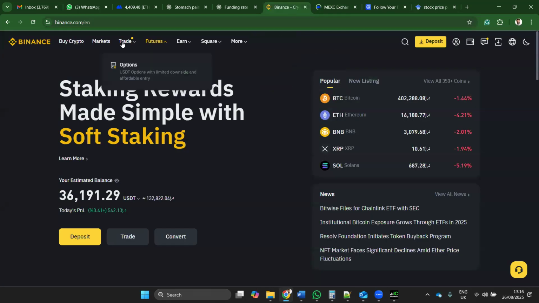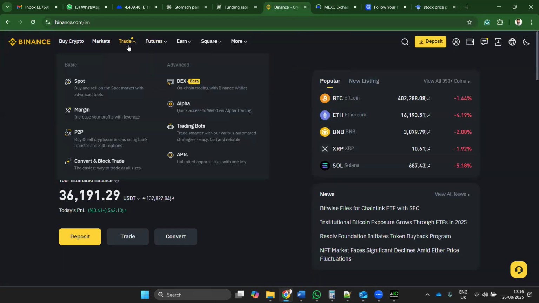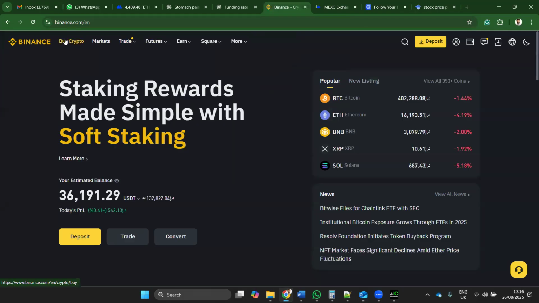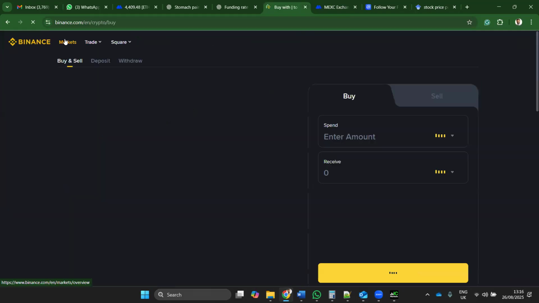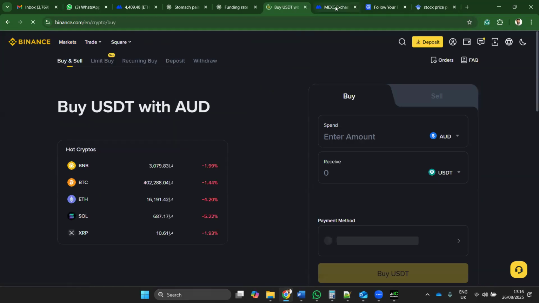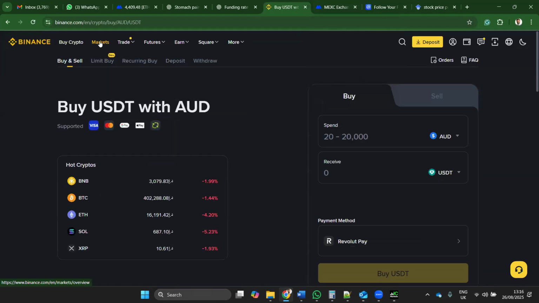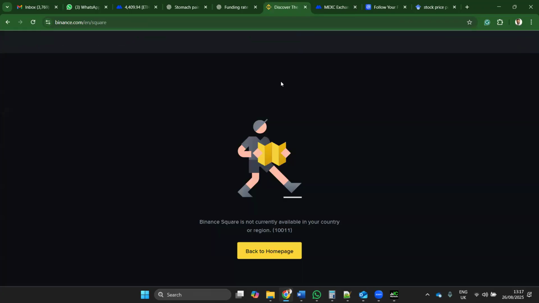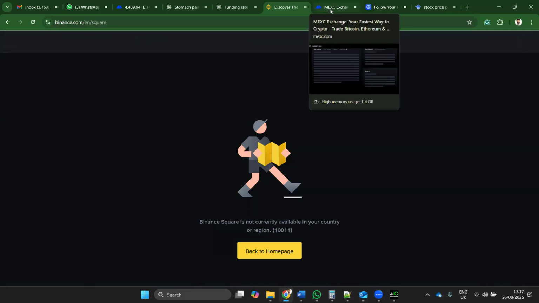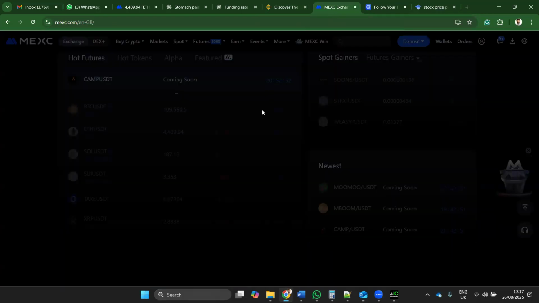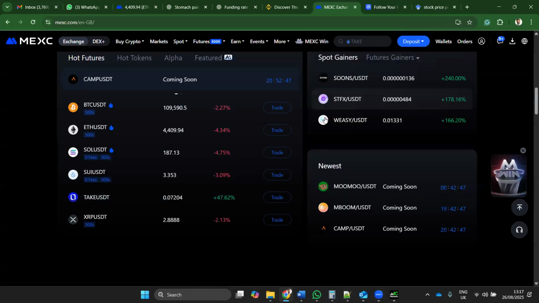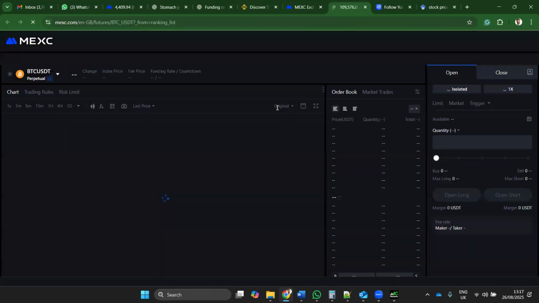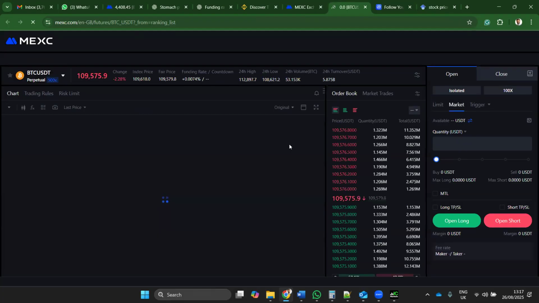So while it's loading, I can load the Binance. You can have a demo account in each of the exchanges. I don't know, it's not working. Okay. If I go to trade here, yes.